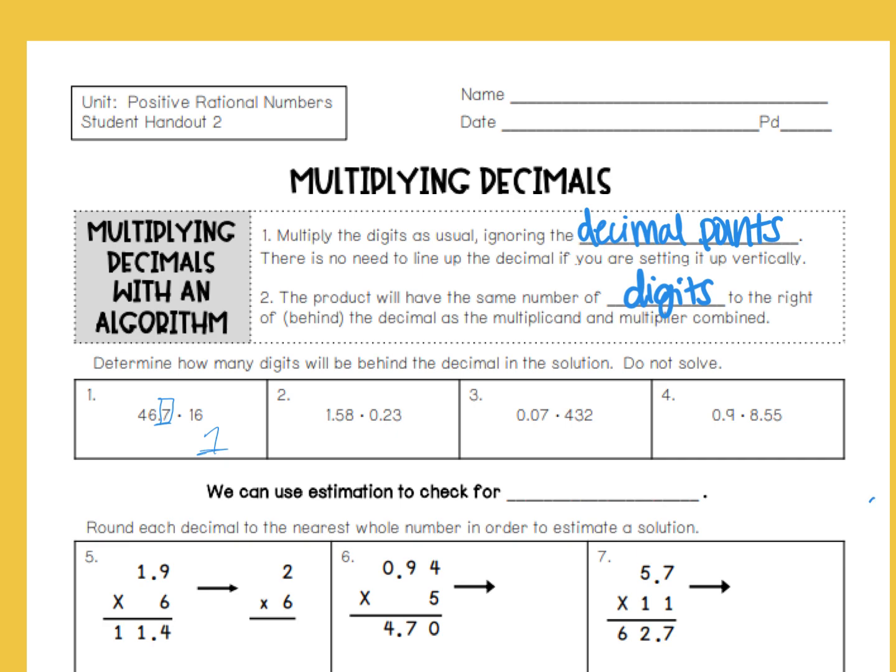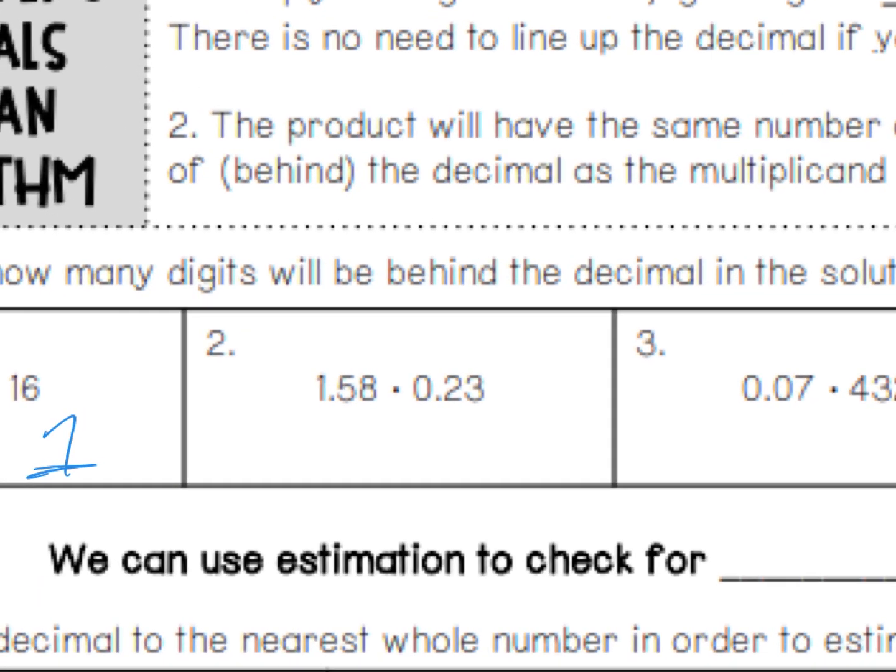Number 2, we're going to count the numbers behind our decimals. We have 1.58 times 0.23. So we have 5 and 8 behind our decimal here. So that's 2 numbers. And then we have 2 and 3 behind this decimal. And that's another 2 numbers. So total, we will have 4 numbers behind our decimal.